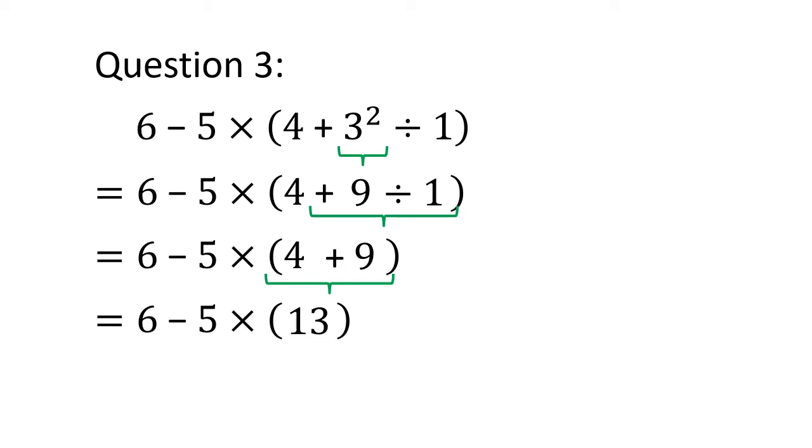Now we have a subtraction and a multiplication. We need to calculate the multiplication first. So we calculate negative 5 times bracket 13. Now 6 stays the same, and negative 5 times bracket 13 is equal to negative 65. Now we have 6 minus 65, so the final answer is negative 59.